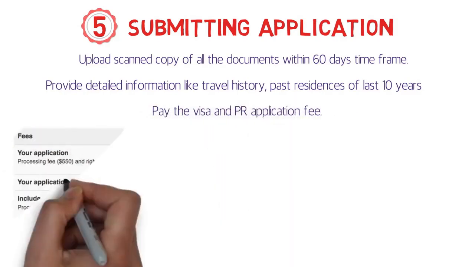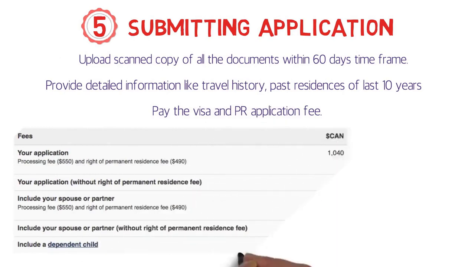So how much is the fee? This is the official screenshot from the canada.ca website. If you're a single applicant, in that case, you need to pay something around 1,040 Canadian dollars. And if you include your spouse as well, in that case, you need to pay double that amount.